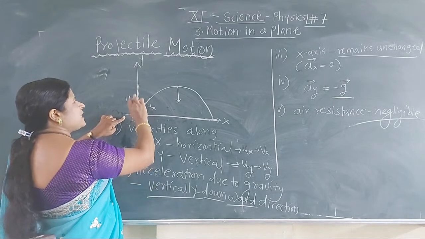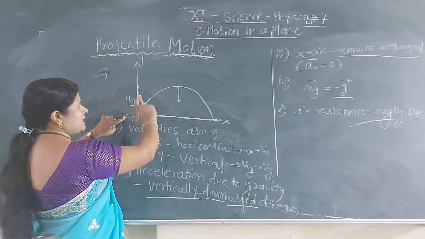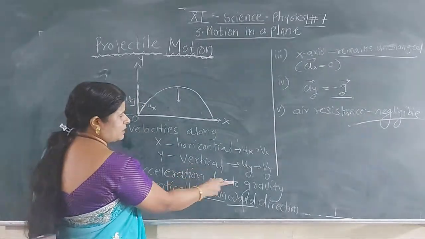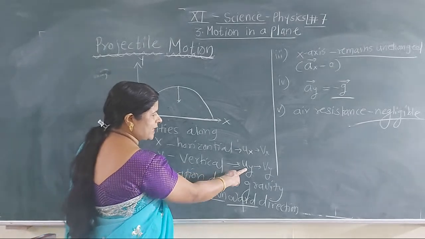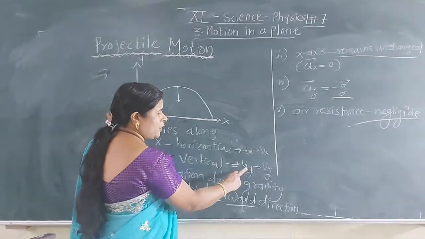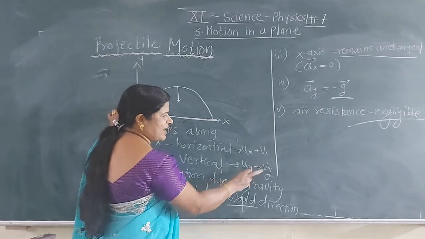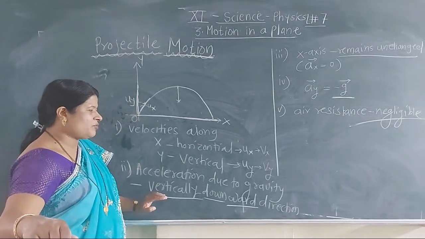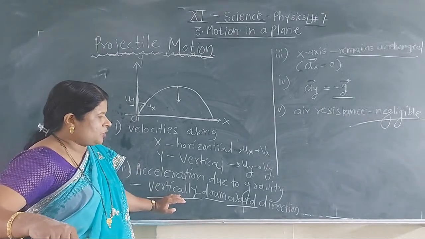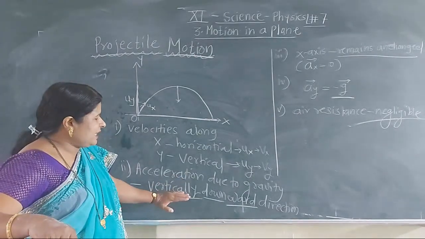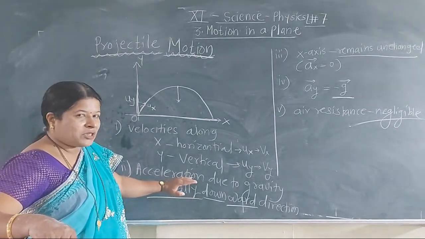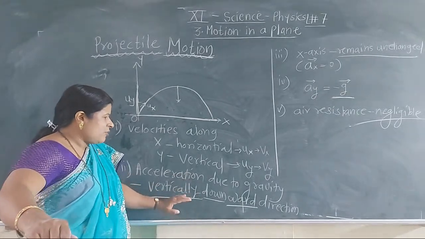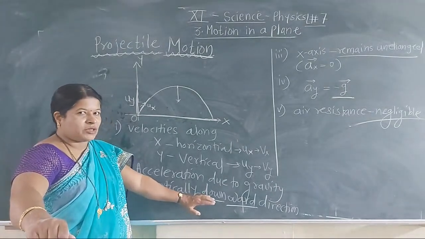If the projectile is moving along the y direction, then we call it the vertical velocity and we denote this vertical velocity as uy and vy. uy is the initial velocity and vy is the final velocity. Acceleration due to gravity is in the vertically downward direction. The velocity we get along the y direction on the projectile is vertically downward.